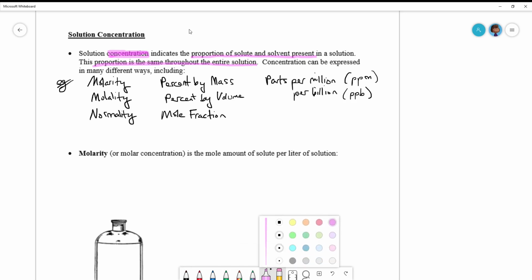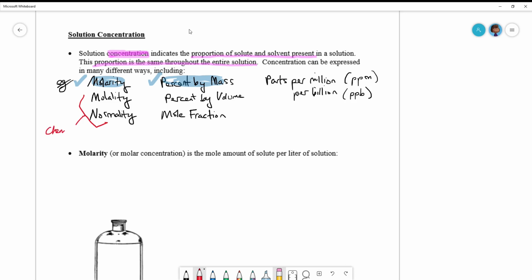What are the methods we're going to focus on in this chapter? Well, we're going to largely focus on molarity and percent by mass. That's what we're going to be covering in chapter 4. Turns out that many of these other techniques you won't get to until another chapter, another course. So molality and normality won't be introduced until you get to Chem 12.